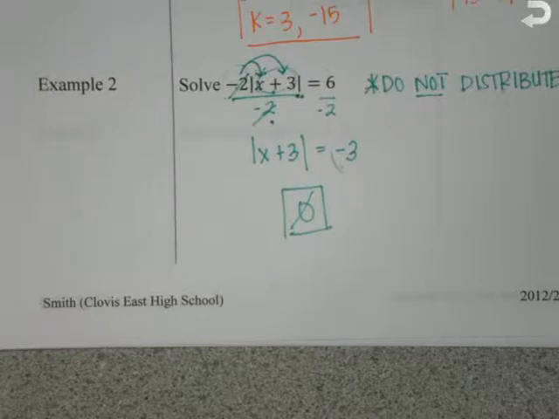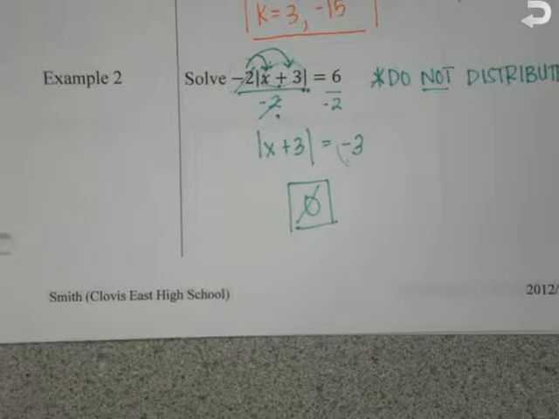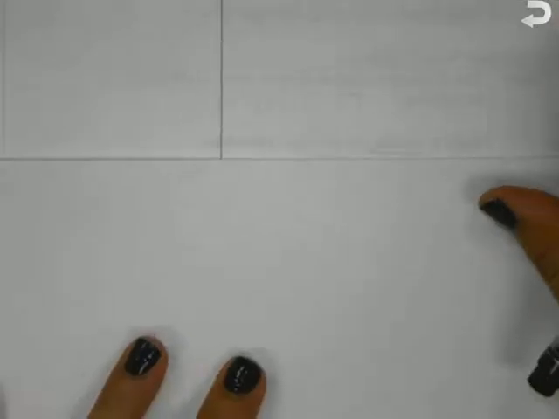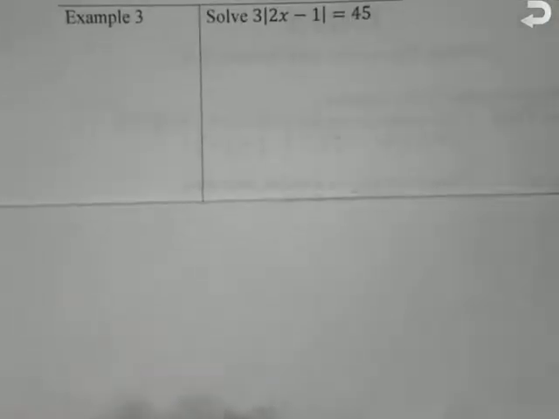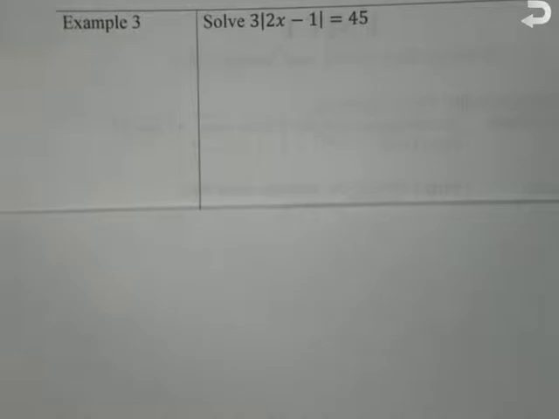Alright, example 3. We have 5 examples. We're almost done. Example 3. Solve 3 times the absolute value of 2x minus 1 equals 45. What I want all of you to do is just do the first step for me. So what am I going to do first? Do it by yourselves right now. Okay, so what would my first step be? 36. Ewa. What would my first step be? Which way is 36? This way. What did you do first?